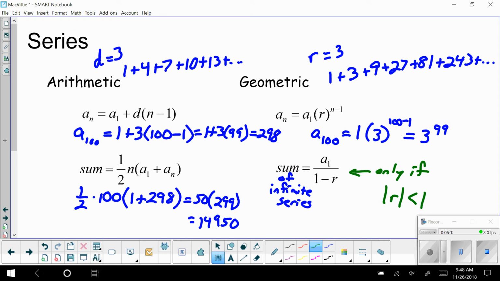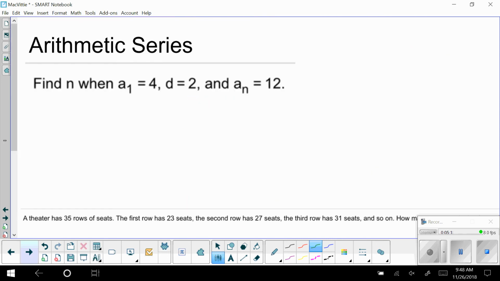So some of the examples that you had sent here were ones that involved arithmetic series. I can tell this is an arithmetic series because they say D is 2, and D is my common difference.